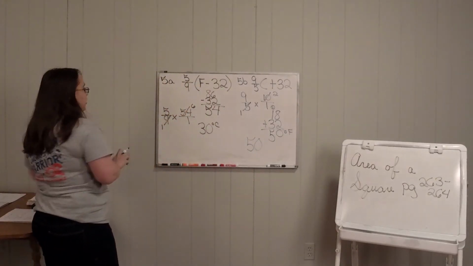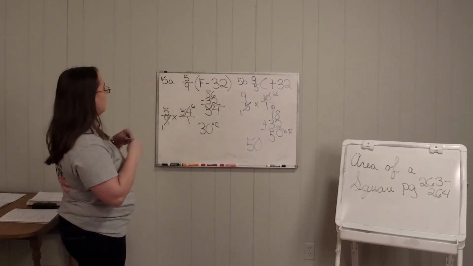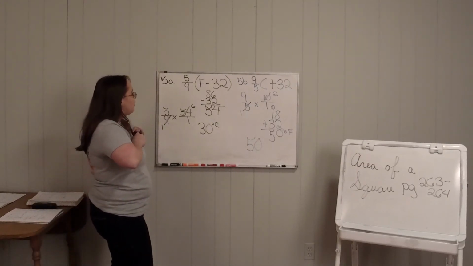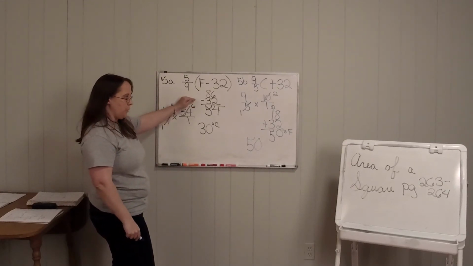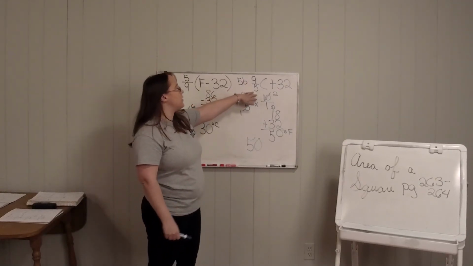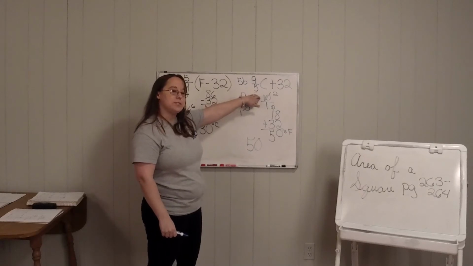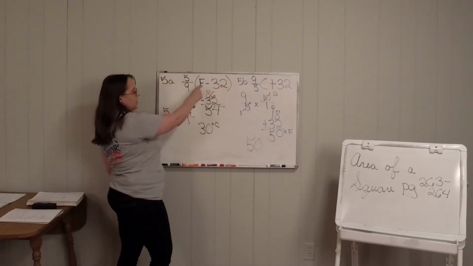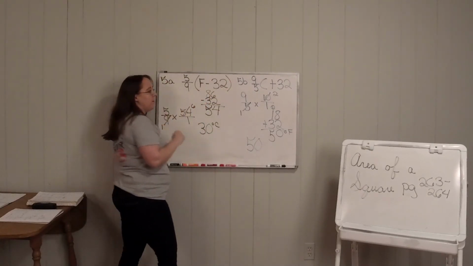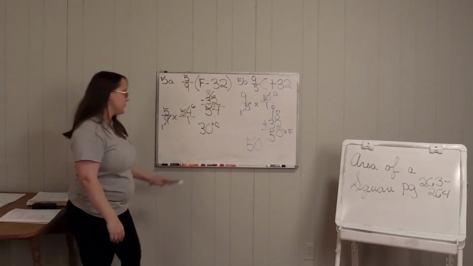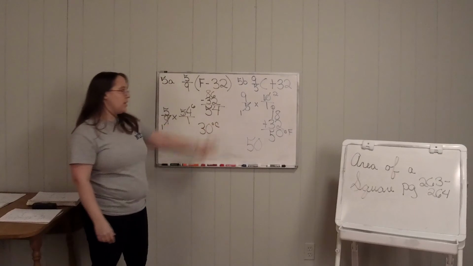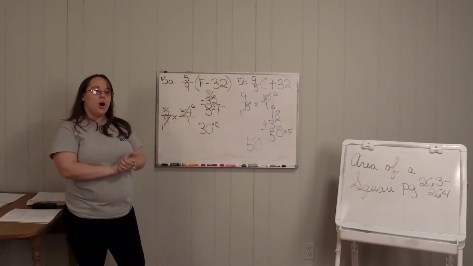So, in case you forgot those, when you're going from Fahrenheit to Celsius, you use this formula. When you're going from Celsius to Fahrenheit, you use this formula, because you have the Fahrenheit number already here, and you have the Celsius number already there. So that's a little review on temperature.